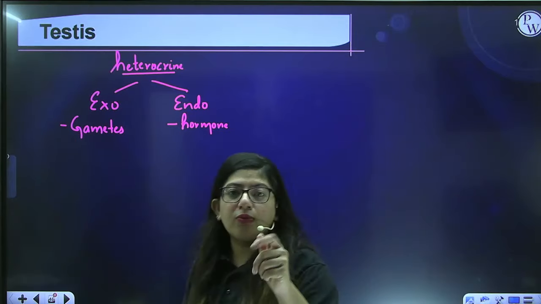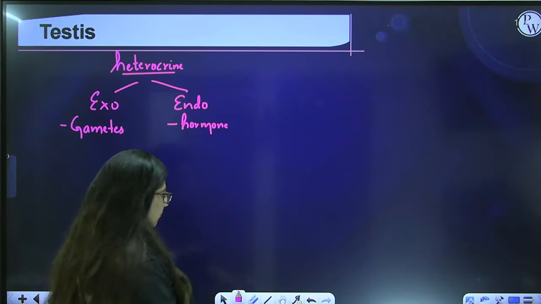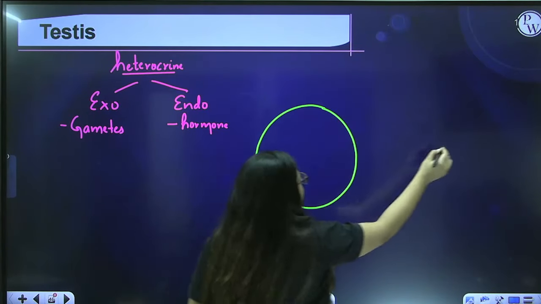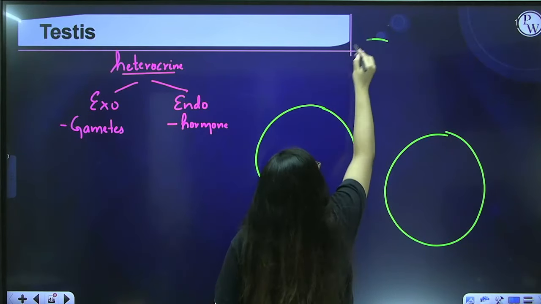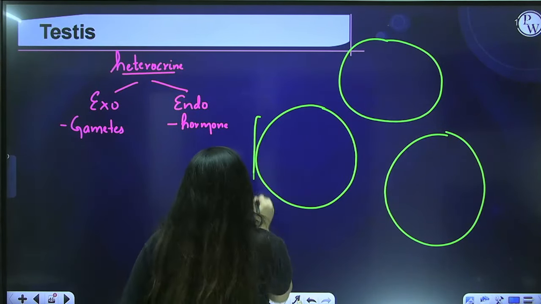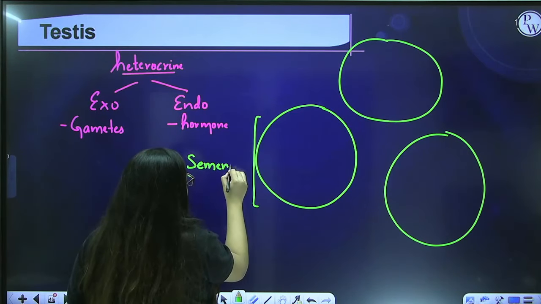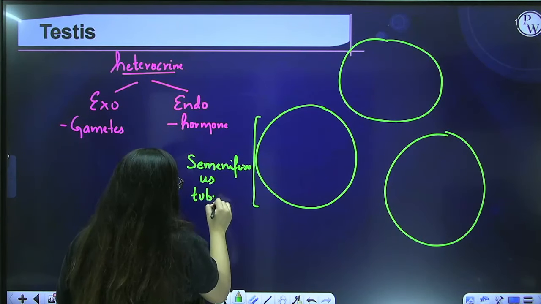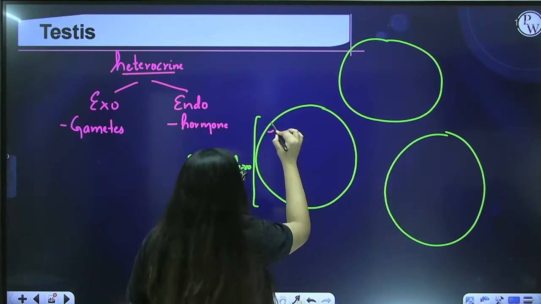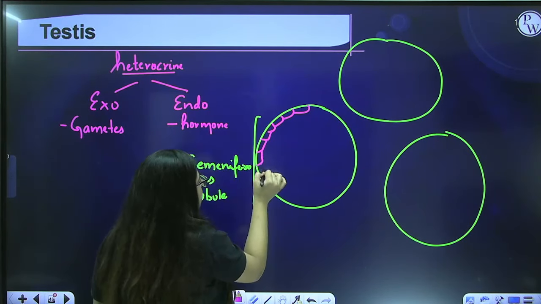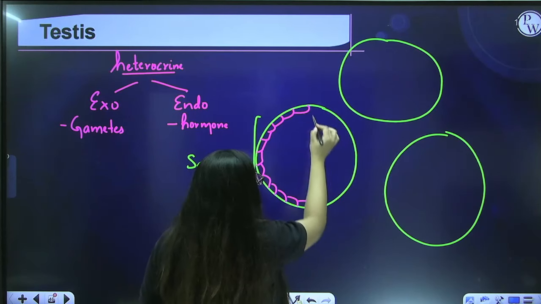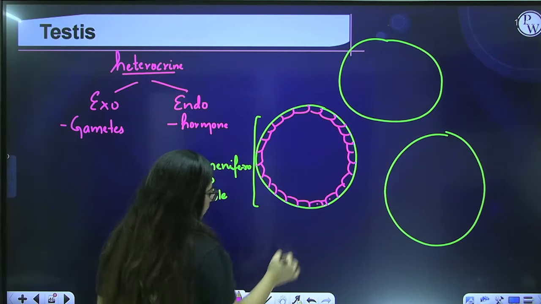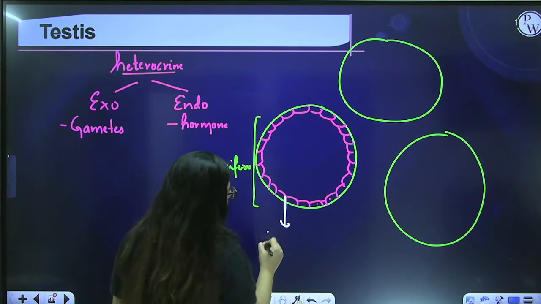Now, what are the hormones produced by these cells? Let's see. If we take the section of testes, there are these structures present. The name of the structure is seminiferous tubule. These tubules are lined by this cuboidal epithelium, which will form sperms. These cells are the cells of germinal epithelium.